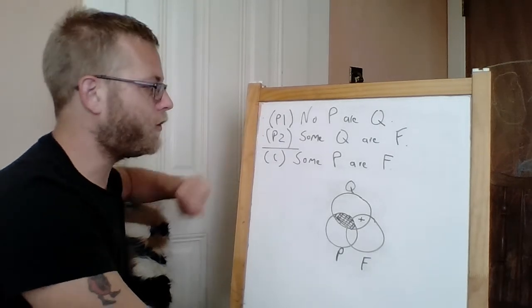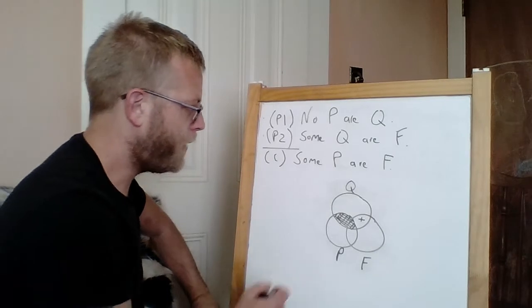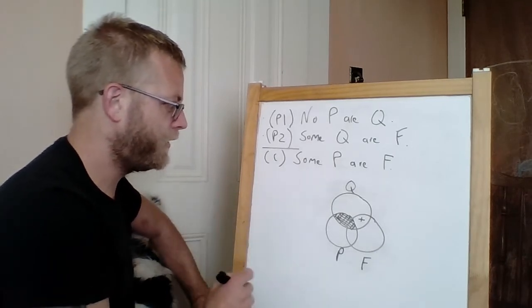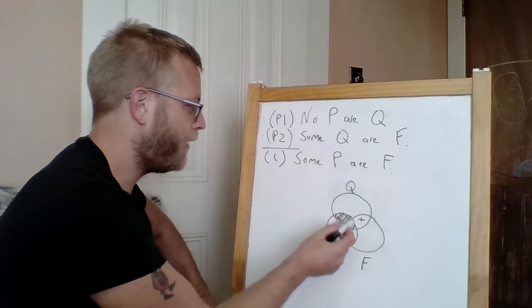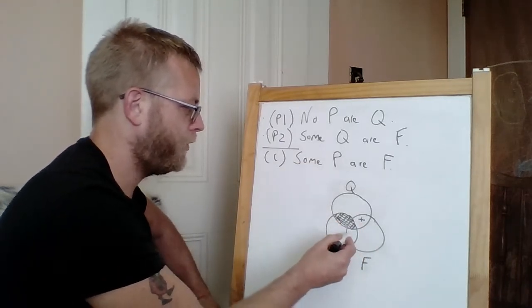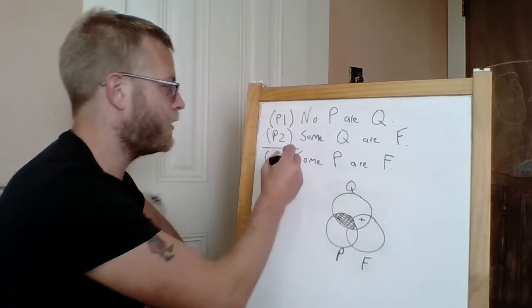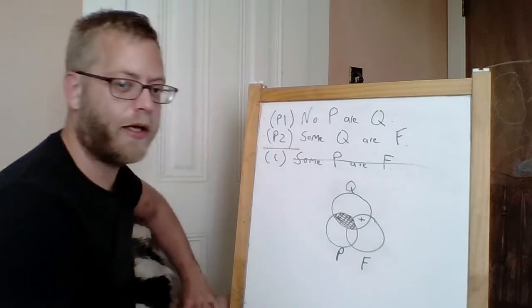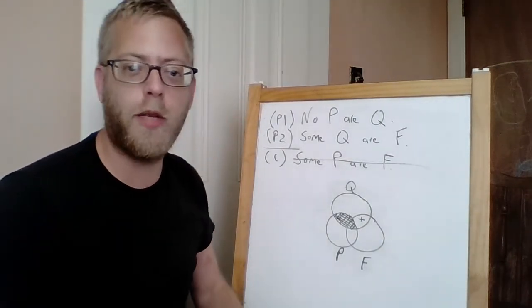Do we see the conclusion? The conclusion says some P are F. That means there would have to be an X in the P circle. Some P, at least one P. It would have to be an X in the P circle and also in the F circle. So it would have to be right here. It's not there. So this conclusion does not follow logically from the premises. The whole argument is invalid.